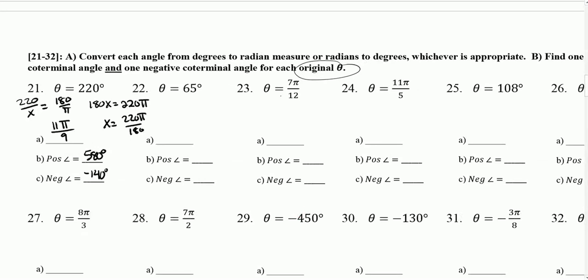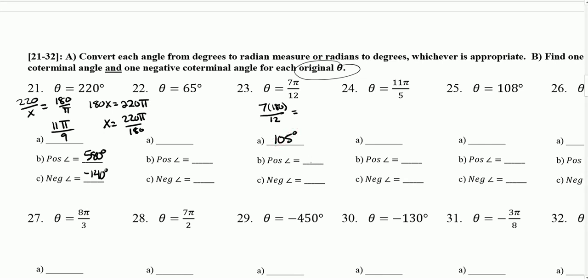23, we're given it in radians. We want to convert to degrees. And so 7 times 180, remember 180 is pi, over 12. 7 times 180 divided by 12 comes out to 105 degrees.